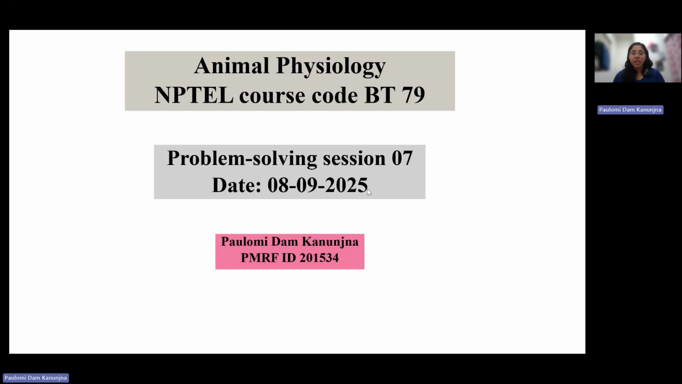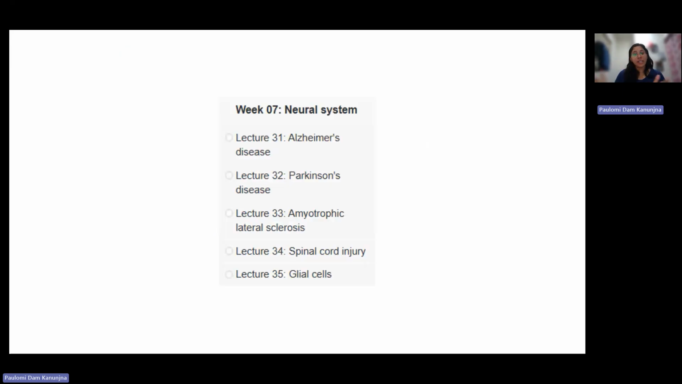And if you remember, this was part of your syllabus in week 7, where you had 5 lectures, and the lectures followed from one disease to the other. It started with Alzheimer's disease, and then we moved on to Parkinson's disease. Then we had ALS, which is amyotrophic lateral sclerosis. We had spinal cord injury, and the last class was about glial cells. I am going to talk to you about all these different disorders and diseases in the beginning.